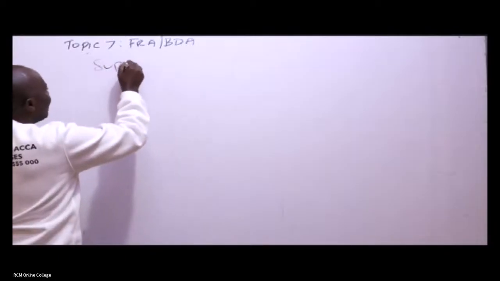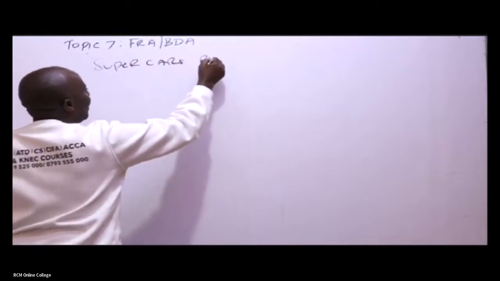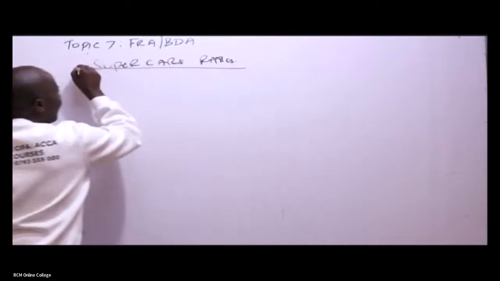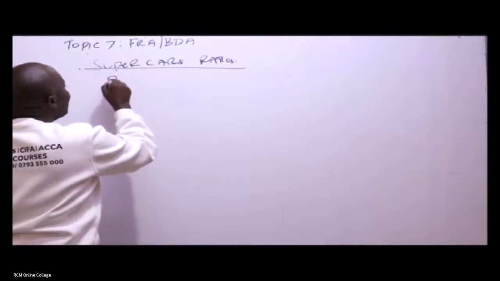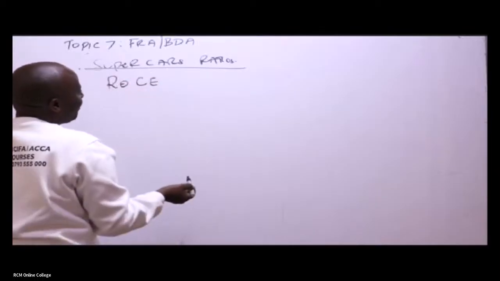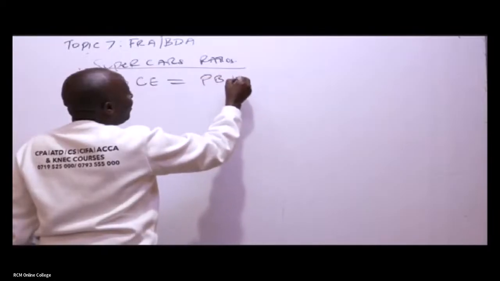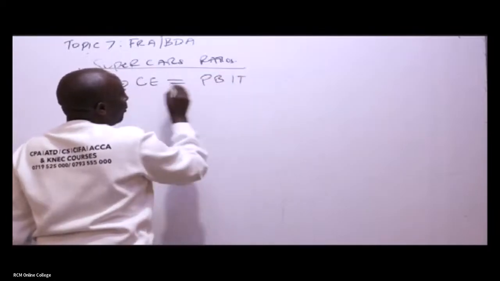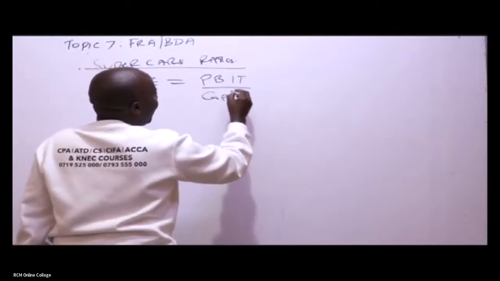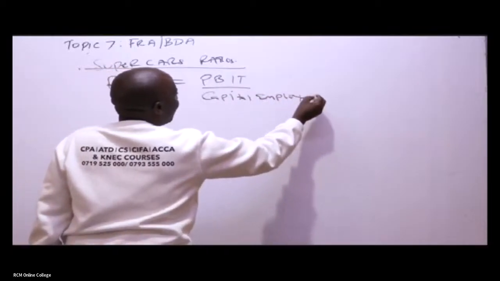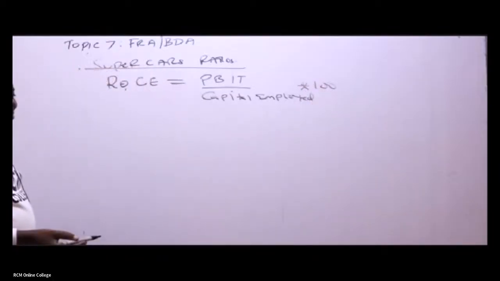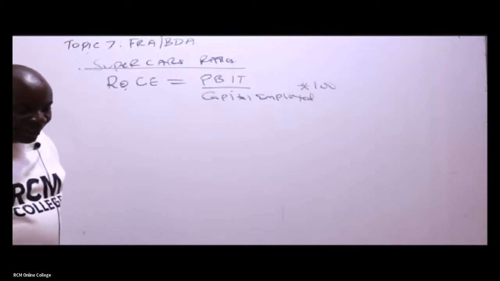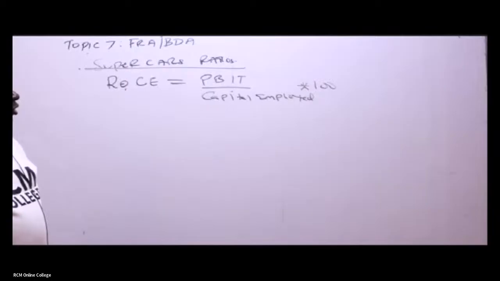So we have, ladies and gentlemen, in this case Supercars, the ratios. Here we have return on capital employed. It is simply ROCE. How do I get ROCE? It is PBIT, operating profit, over capital employed, times 100. Don't say times 365. This is not a period. When we mark these papers, we normally see great things. So PBIT over capital employed.